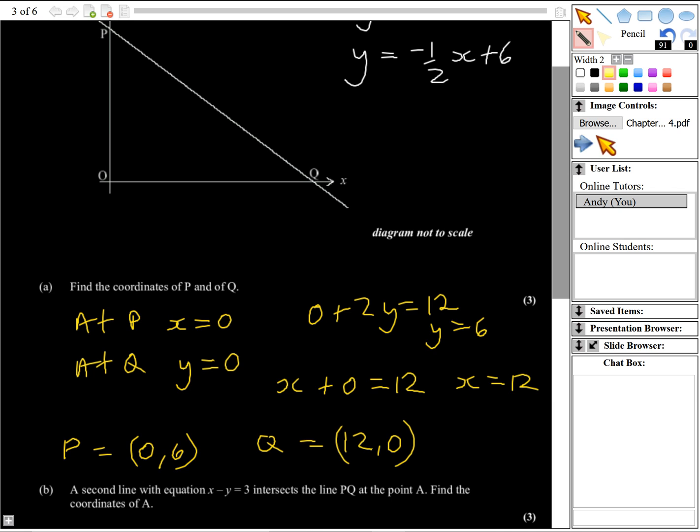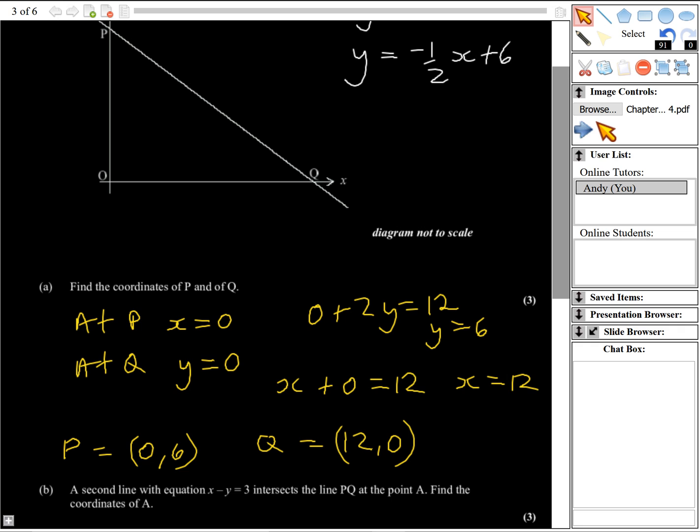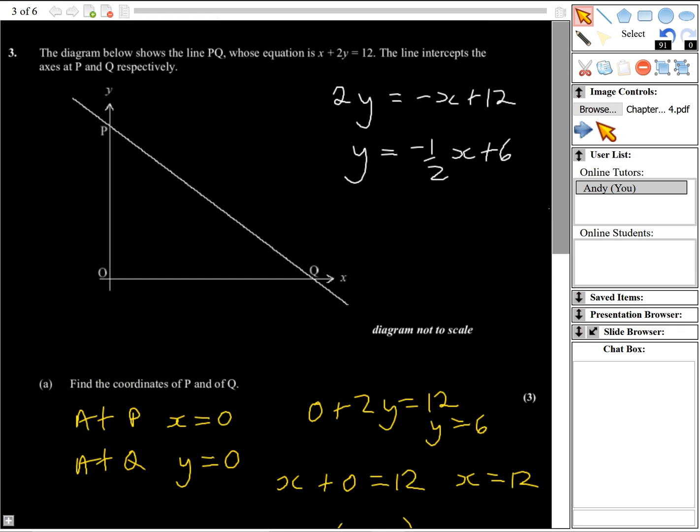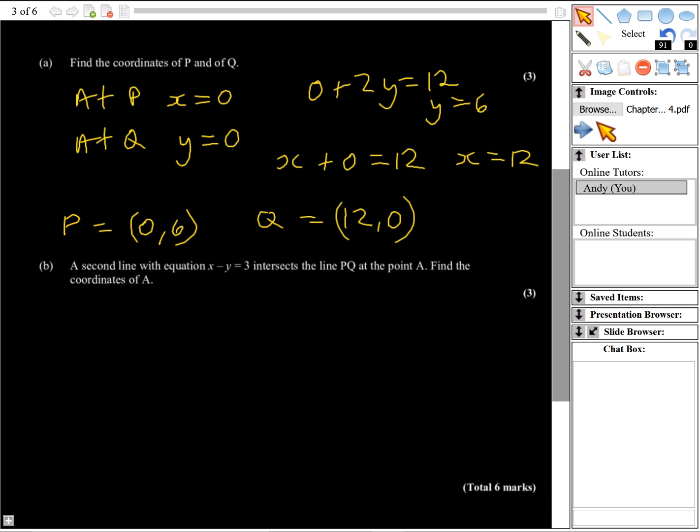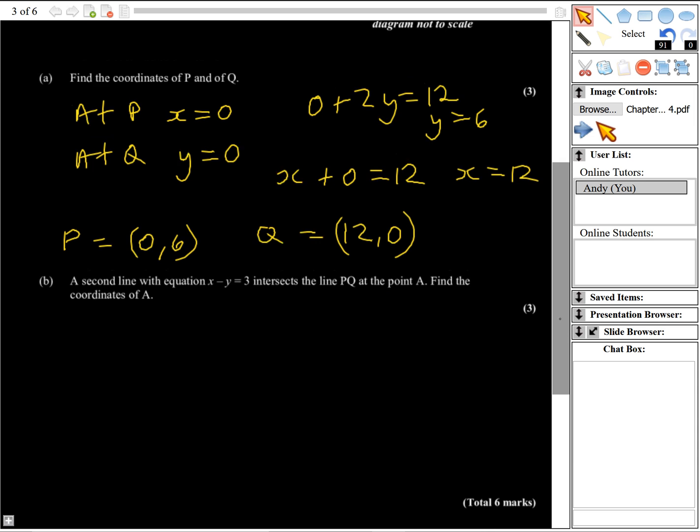Okay, you can also do that with your calculator to get those same values, but you should just write down P is 0, 6 and Q is 12, 0. All right, and next it says a second line with the equation x minus y is equal to 3 intersects the line PQ at the point A. Find the coordinates of A.